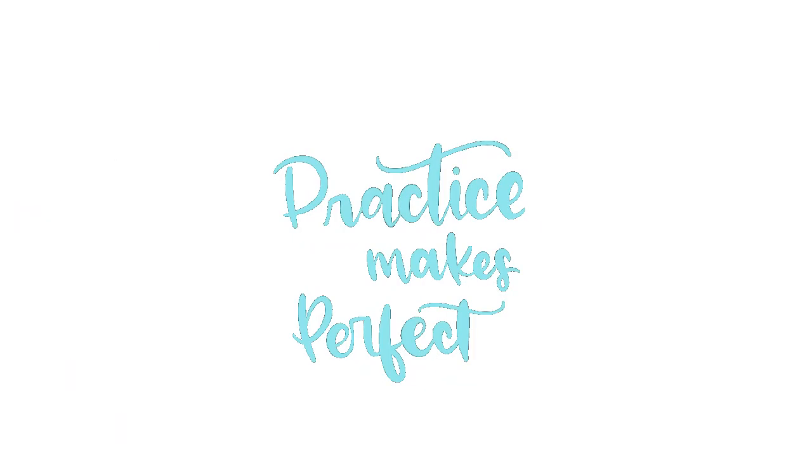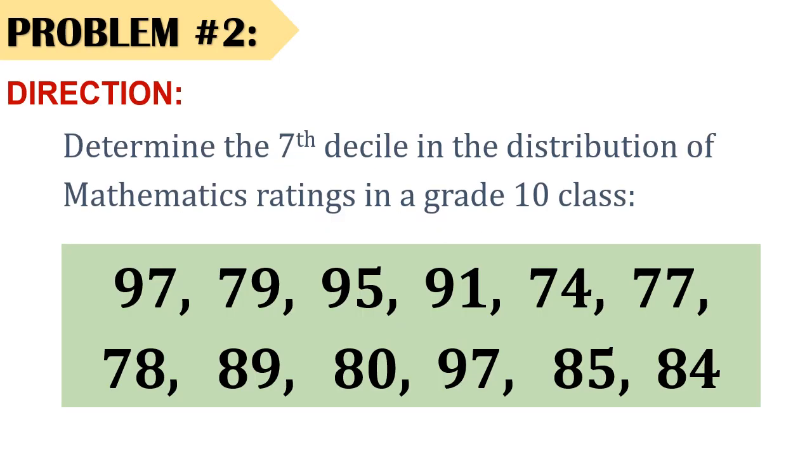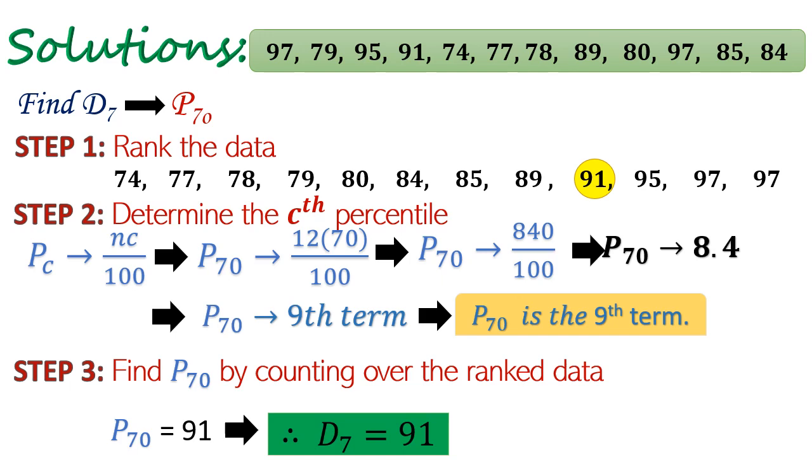For our practice exercise, I'm going to provide you an activity wherein you are going to solve for your answer. You may pause the video for a while, and if you're done answering, you may resume watching to check your answer. This would be our second problem: determine the seventh decile in the distribution of mathematics ratings in a grade 10 class. Again, resume watching the video if you are done with your answer for rechecking. So here's our answer for that problem. Hopefully you get the correct answer.